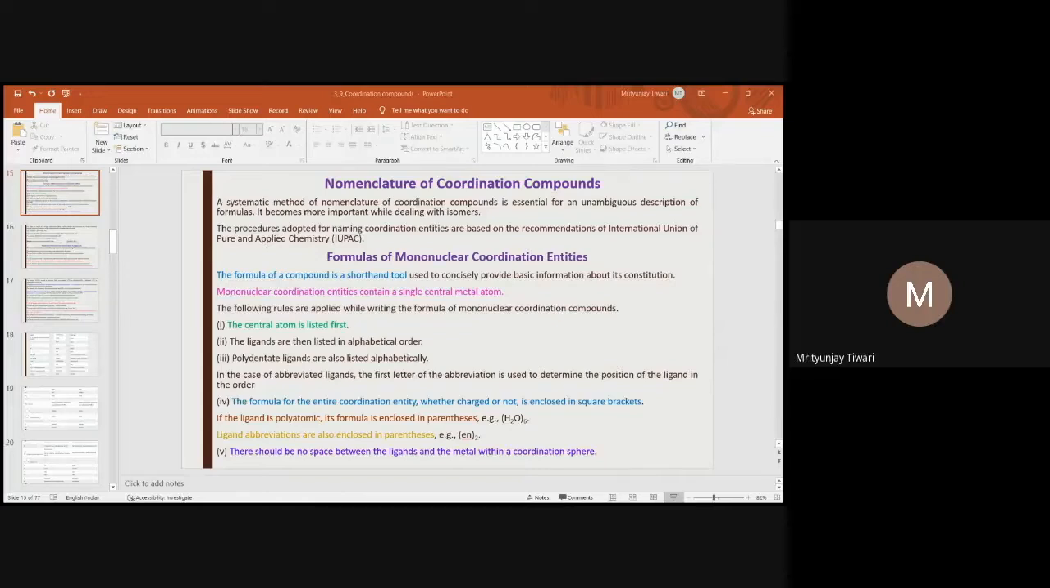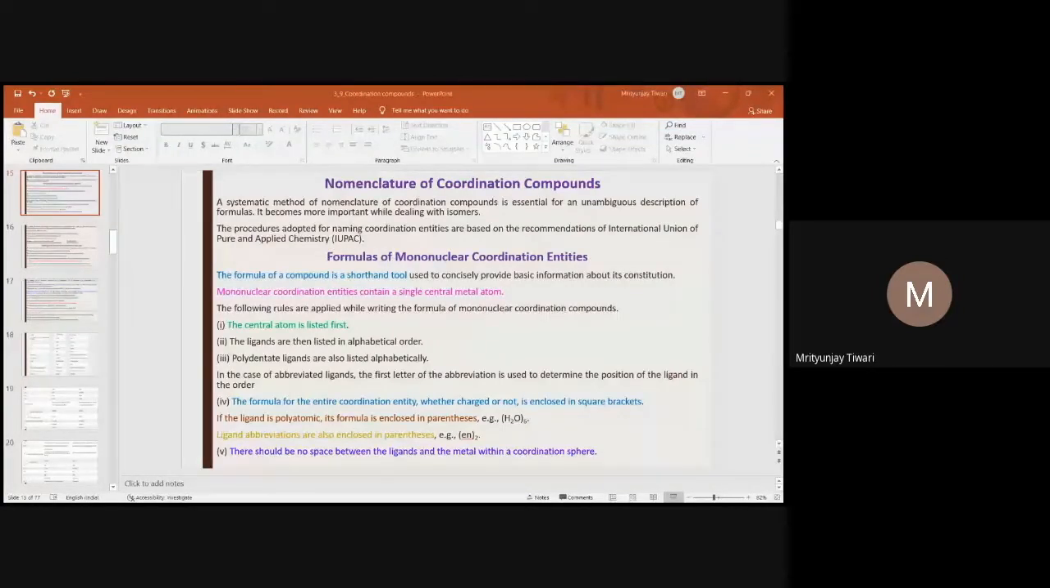The procedures adopted for naming coordination entities are based on the recommendations of the International Union of Pure and Applied Chemistry, that is IUPAC. Let us now look into the formulas of mononuclear coordination entities. This is only in your syllabus. Before going into the IUPAC nomenclature, we will first learn how one can write the formula of mononuclear coordination compounds or entities. Mononuclear means only one metal is there. Dinuclear or binuclear means two metal centers are there.